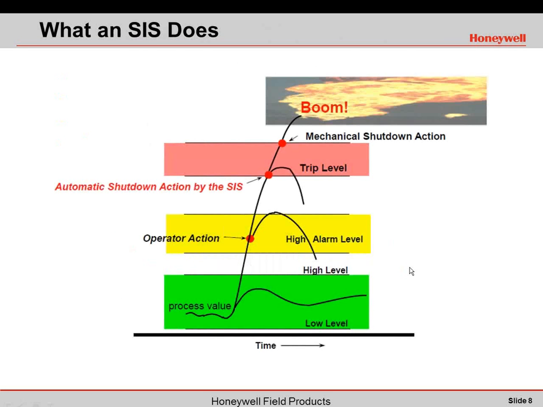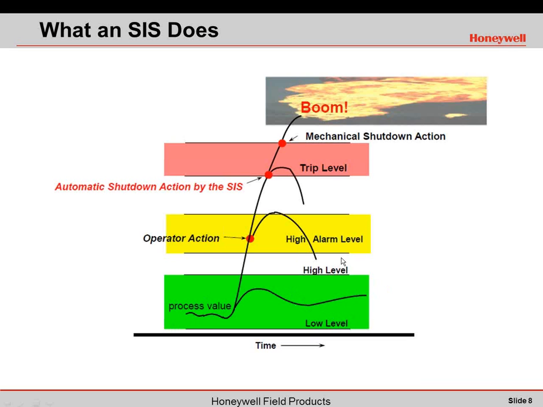So what does an SIS do? Well, it's engineered to maintain safe operation of a process when unacceptable or dangerous conditions occur. An SIS must be independent from all other control systems that control the same equipment in order to ensure SIS functionality is not compromised. So you'll see here we have a process value that's running in a long time here.